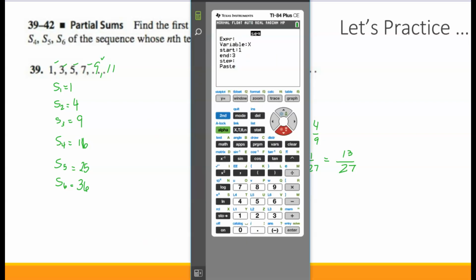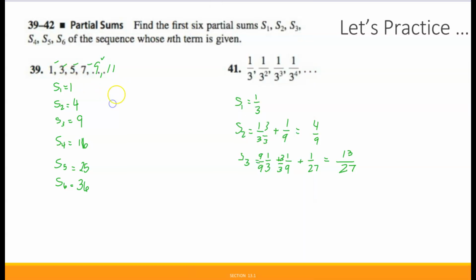To work on problem 39, we're going to need a formula to generate this. If we looked at a previous example, the formula that we came up with was 2n minus 1. So we said a sub n was 2n minus 1.